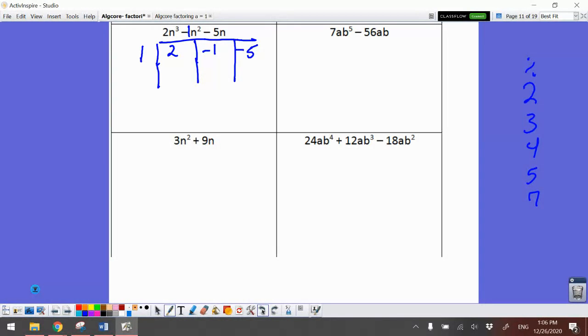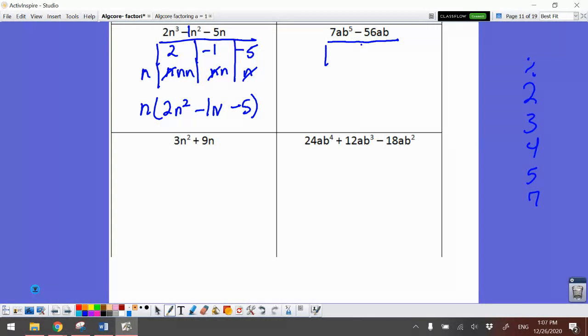I don't usually divide by 1. It doesn't do any good for me. So here's 3 n's, 2 n's, 1 n. So I see I can take out 1 n, and that is all. So the n is my greatest common factor. 2n squared minus 1n minus 5, and I'm done.